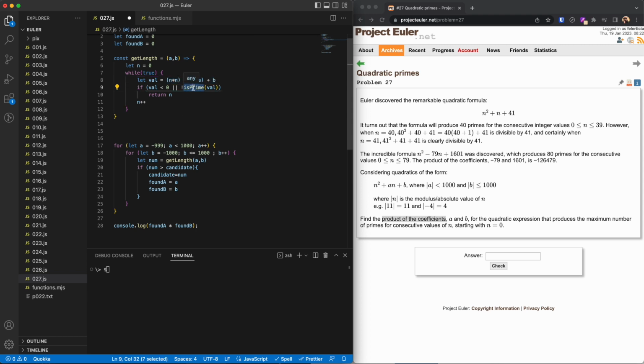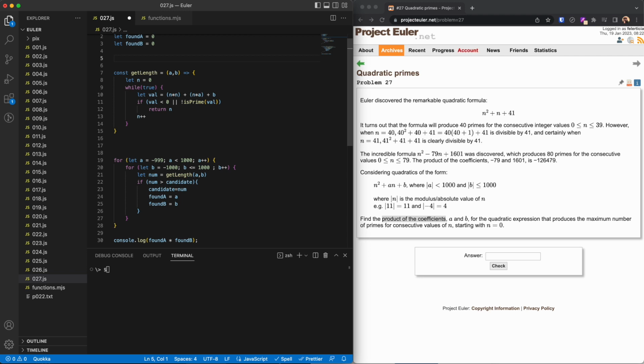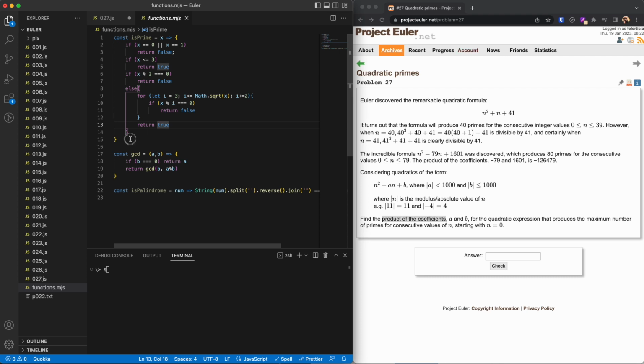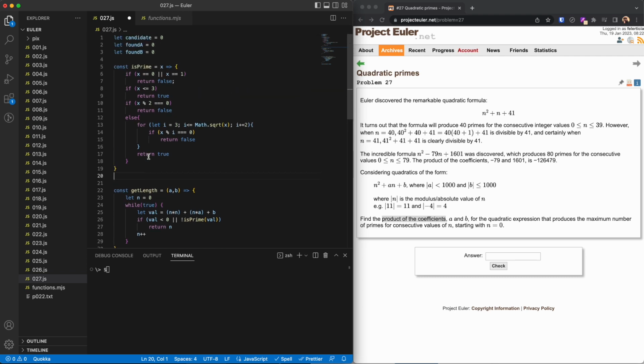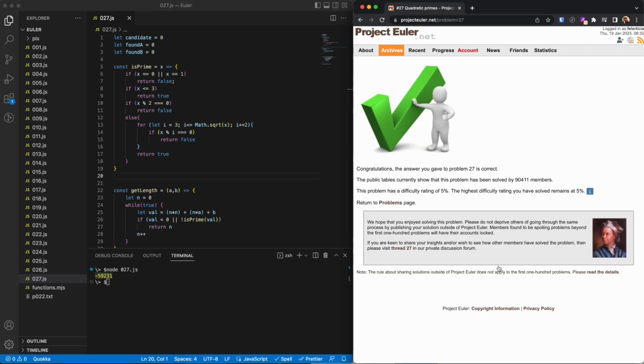I just need to have this function isPrime. Actually, I don't need to write it. I already have it in my functions. And how to get to this function, I will provide a link in the description here if you want to check that. I will just copy and paste it from here. Right, so this should be working fine. Let me check. This is the number that we get. Let's see. Yeah, this is correct.